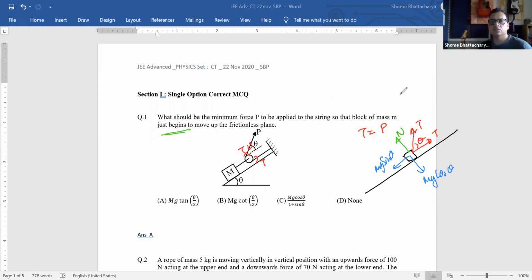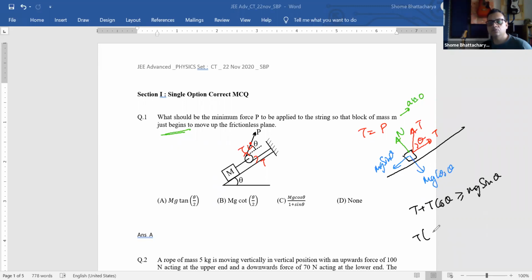And this is just about to begin moving. So that means, let's say the acceleration is tending to 0, but it's moving, so there is kinetic friction of mu N. Oh, sorry, it's a frictionless plane, so my mistake. So you don't need to worry about friction. Okay, so these are the forces which are acting on the block. So now you have to just balance. So for minimum force P, T plus T cos theta has to be just about greater than or equal to mg sin theta.